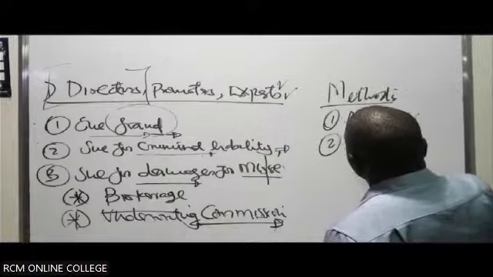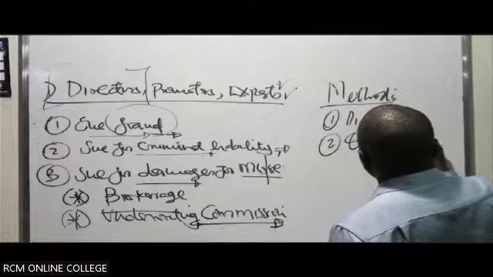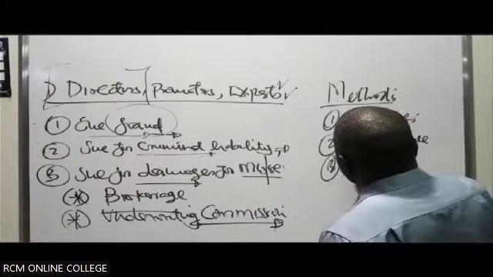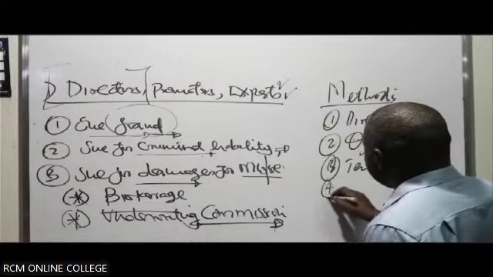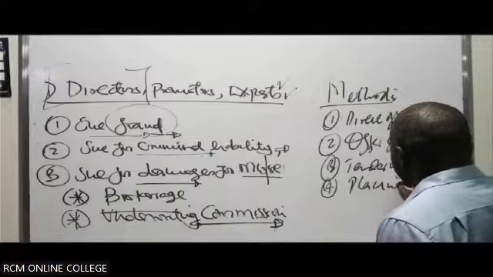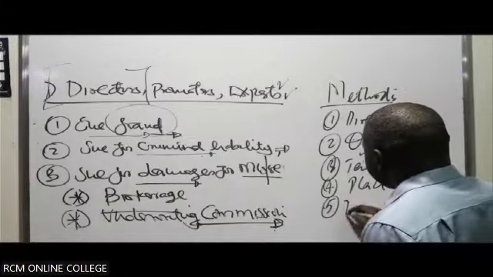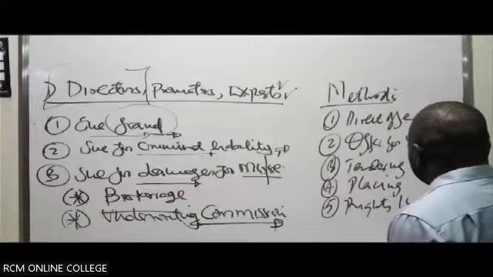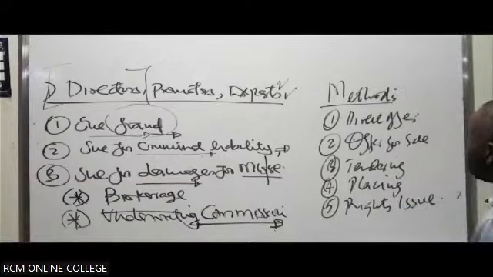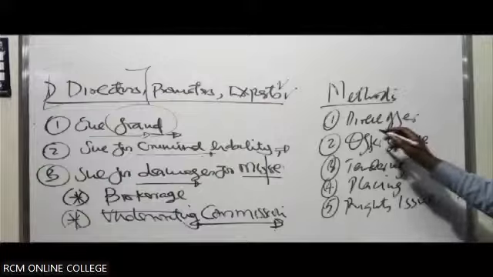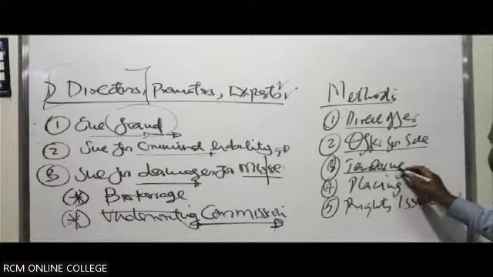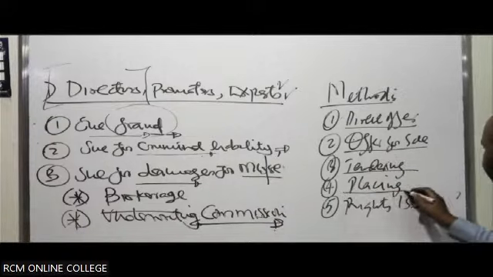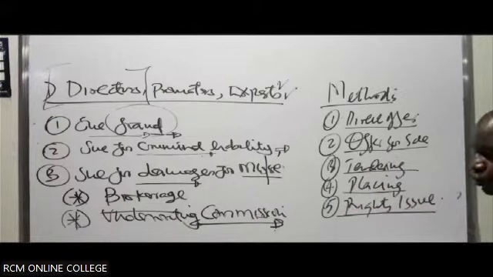We have offer for sale. Then you have tendering. Then we have placing. Then you have what we call a rights issue. So these are the methods the company can use to sell the shares. They can do a direct offer, offer for sale, tendering, placing, or a rights issue. So those are the methods of issuing shares.